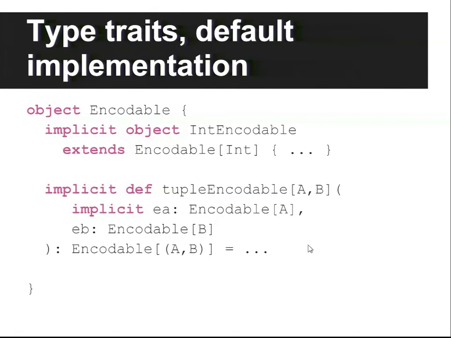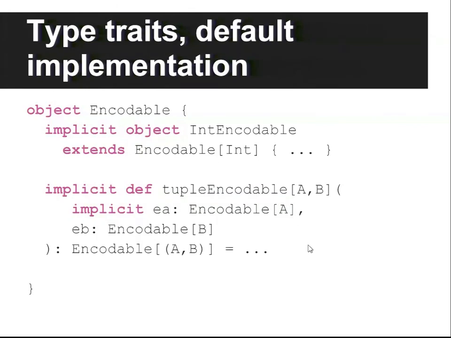Inside of that same Encodable, I can define an implicit object, intCodable, that extends Encodable[Int], and it will get looked up by default because it's in the companion object for Encodable, based on how implicit search works. So I define how to do Int, I define how to do collections. Here's an example, the same as how you would do Java collections.